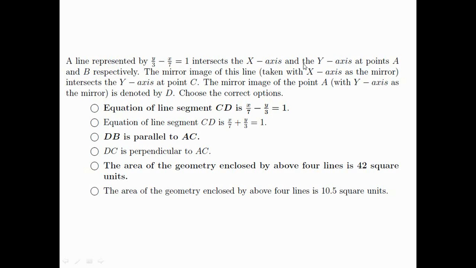It intersects the x-axis and the y-axis at points A and B respectively. The mirror image of the line taken with the x-axis as the mirror intersects the y-axis at point C. The mirror image of the point A with the y-axis as the mirror is denoted by D. Then choose the correct options. So we will first draw the diagram of the question.